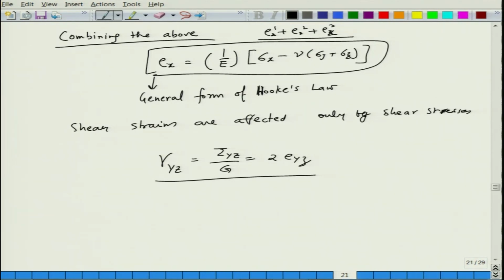As a result, we have a net deformation which is given as 1 over E into sigma x minus nu into sigma y plus sigma z. You can see that this is the net stress that the material experiences, giving rise to net elongation. Similarly, you can write an expression for shear stresses. We will do this in detail in the next lecture.